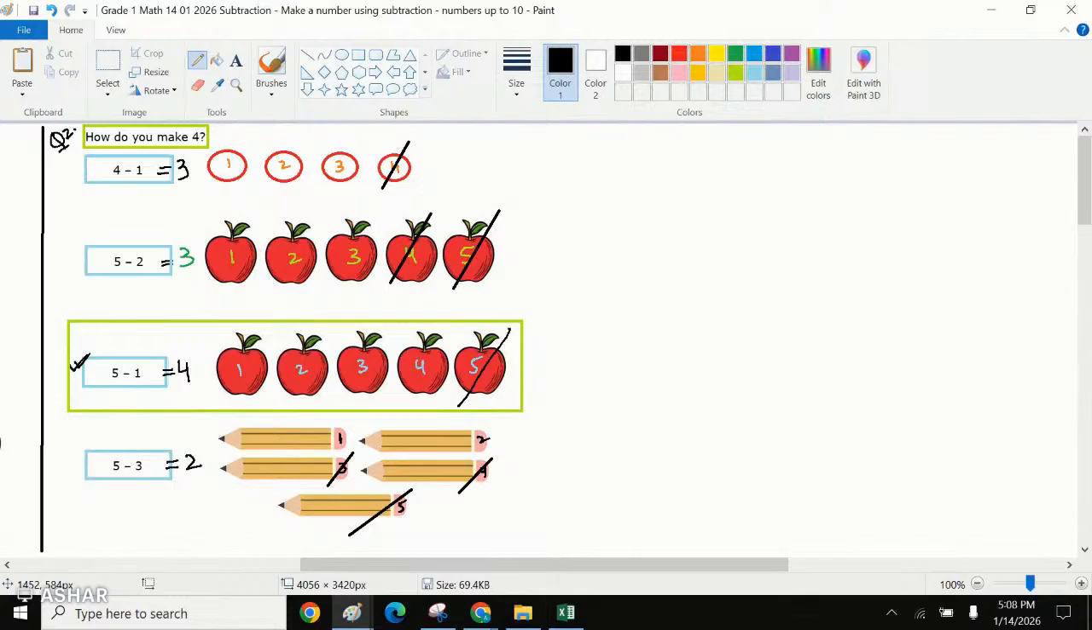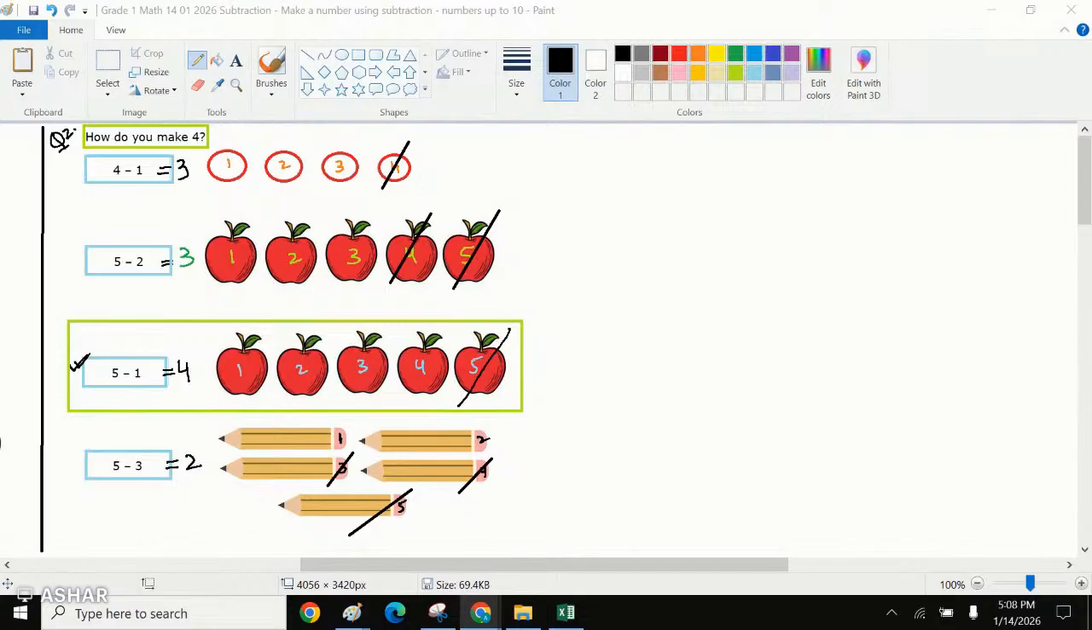Our requirement for the question was, how do you make a 4? Through subtraction, right? So there is only one option that gives us 4 as the answer. That is 5 minus 1 equals 4. Yes, thank you so much, Prinsley. So there is only one option, 5 minus 1 equals 4. Let's have a look at the next question.